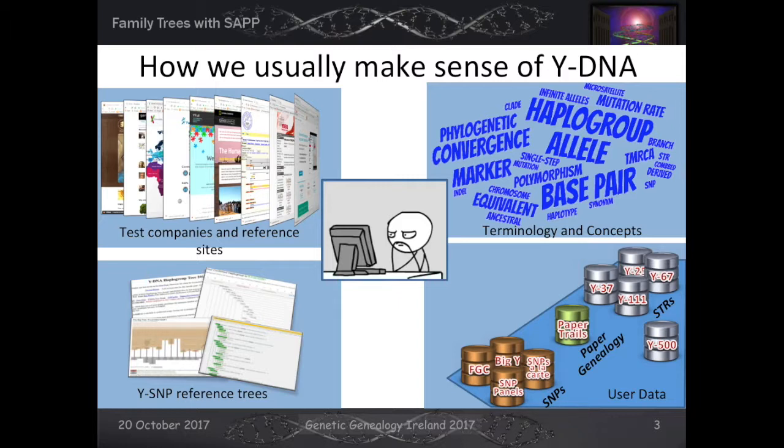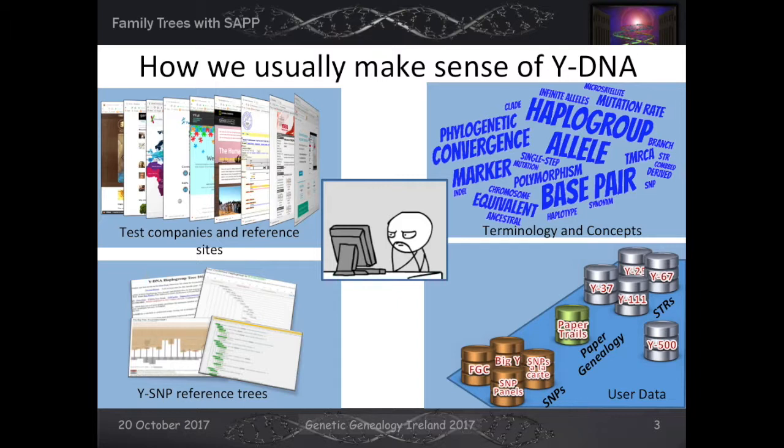So this is my little data symbol. You've got all the various Y-STR marker data. You've got 25 tests, 37, 67, 111. Also, don't forget we have 500 STRs that Michael pulls out of 2 files that are just waiting to be analyzed that we can't do much with.